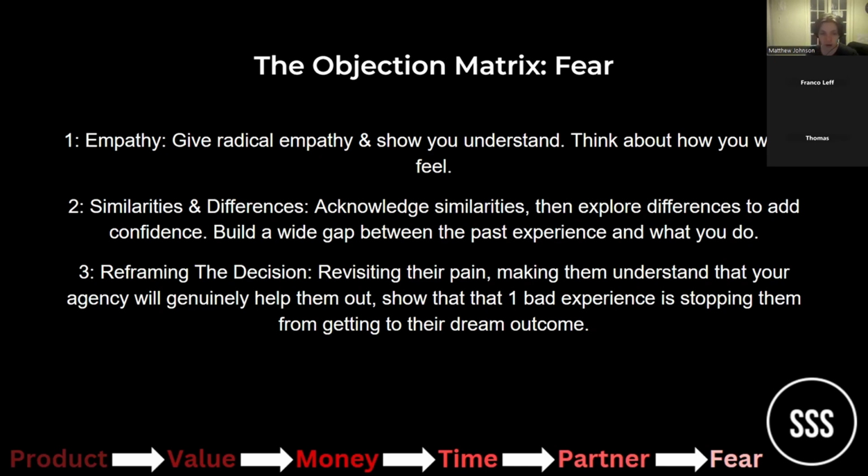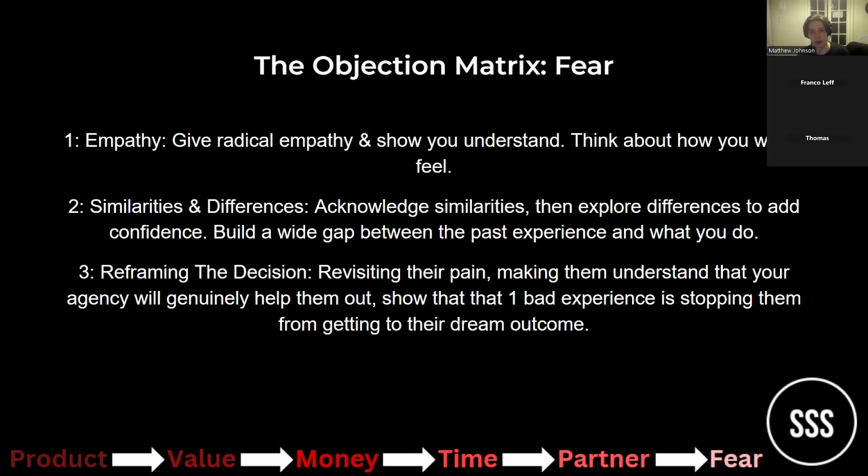Then similarities and differences. So first of all, you want to start with similarities, right? So go over what's similar, and then explore differences to add confidence, right? So start with similarities and then go into differences, okay? And in doing so, you really want to widen the gap between the past experience and what you do, right? Make it very clear that this is just not going to happen whatsoever.